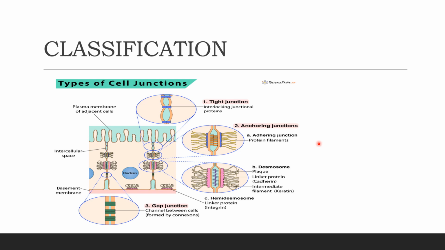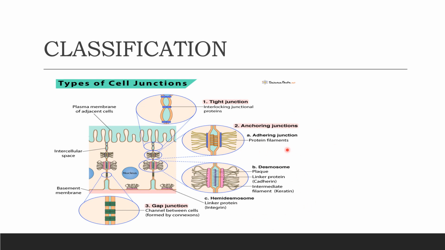Now cell to cell anchoring junctions have something called zonula adherens, and they have the desmosomes. The adhering junction has protein filaments. These protein filaments are the zonula adherens, or this portion, and the desmosome is the portion present between it; this is known as the desmosome.